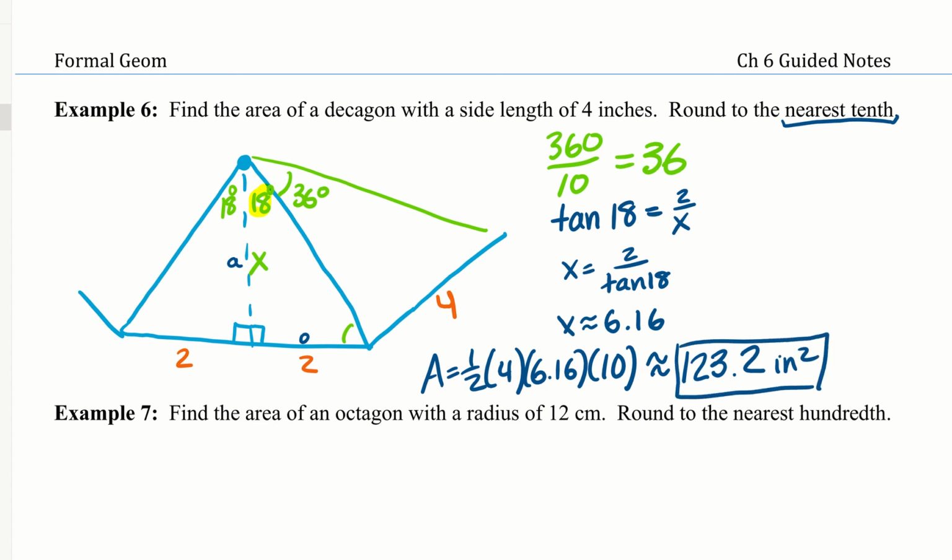Now, just really quickly, if I were to have found this angle right here, the angle of my vertex, rather than this top angle, then I would have gotten that my vertex is 8 times 180 divided by 10.